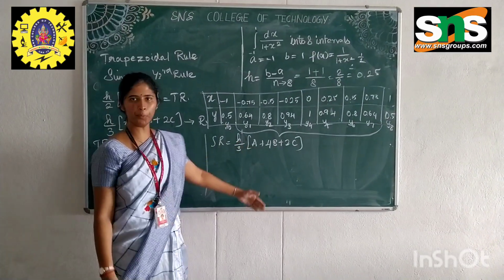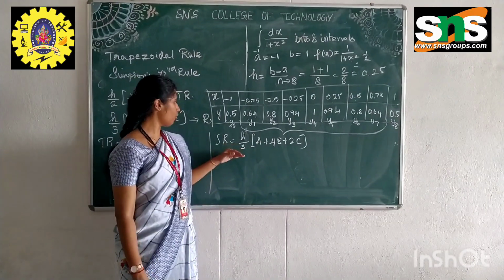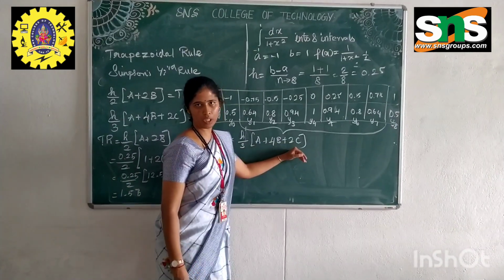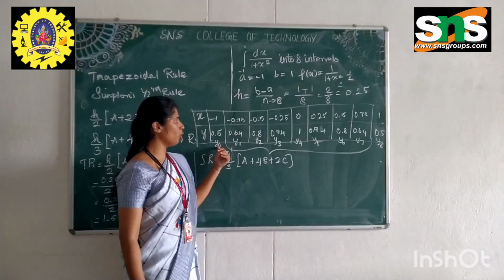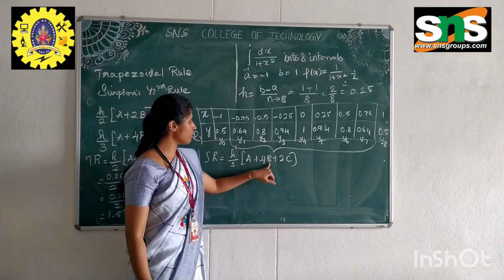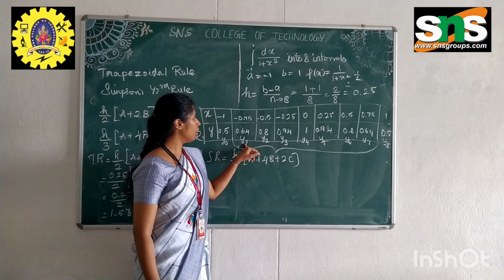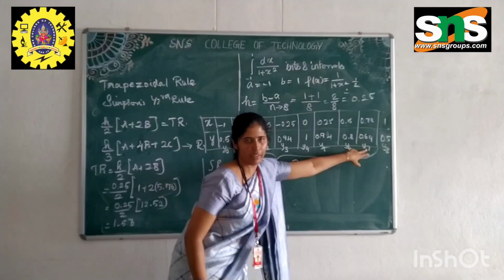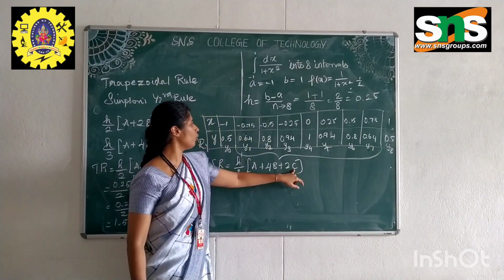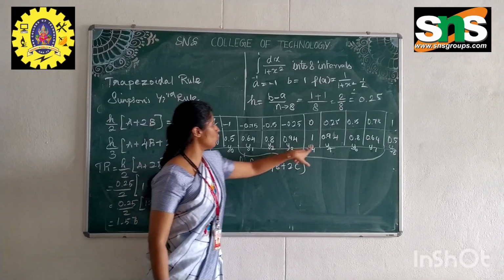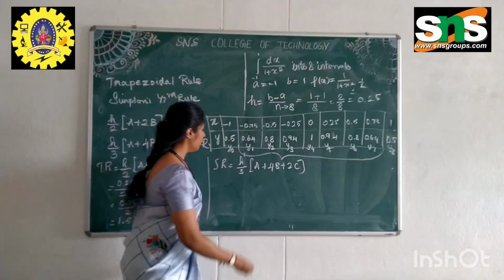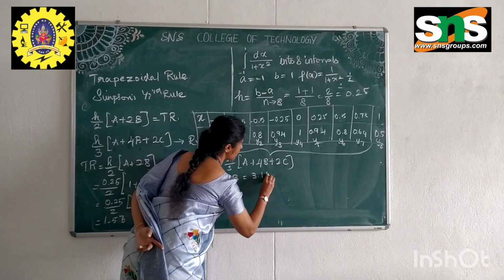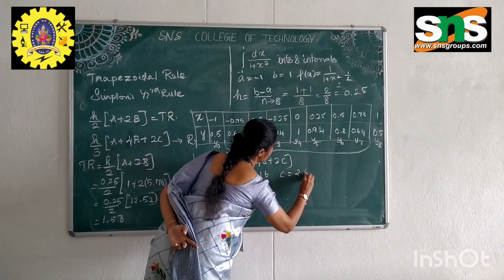We will solve the same problem using Simpson's rule. The formula for Simpson's rule is h by 3 [a plus 4b plus 2c]. Here a represents the sum of the first and last ordinate. Next, b represents the sum of the odd ordinates, which are y1, y3, y5 and y7. Next, c represents the sum of the even ordinates, which are y2, y4 and y6. Now the value of a is 1, b is 3.16 and c is 2.6.